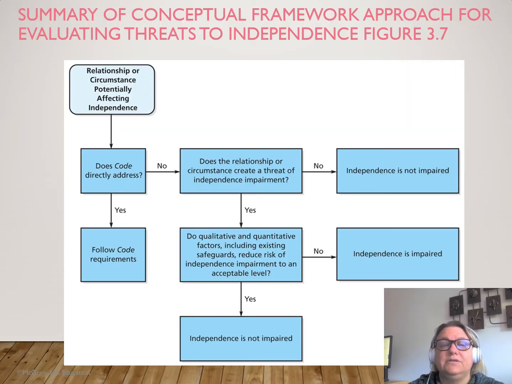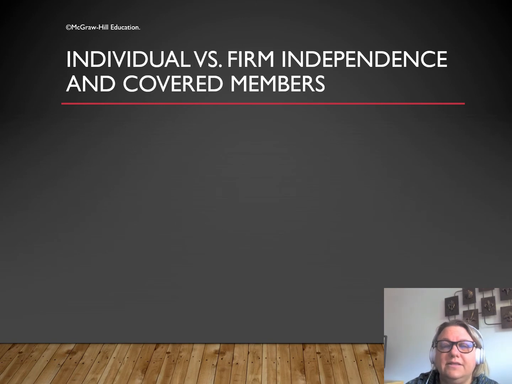So here's another summary. Using independence, same thing. If the code doesn't address it and it might impair it, then independence. If the code does not directly address it, and the relationship does not create an independence impairment, then it's not impaired. If it does create an independence impairment, then you have to do the qualitative and quantitative factors, and then go through this. Okay, so now let's get to the heart of the matter.